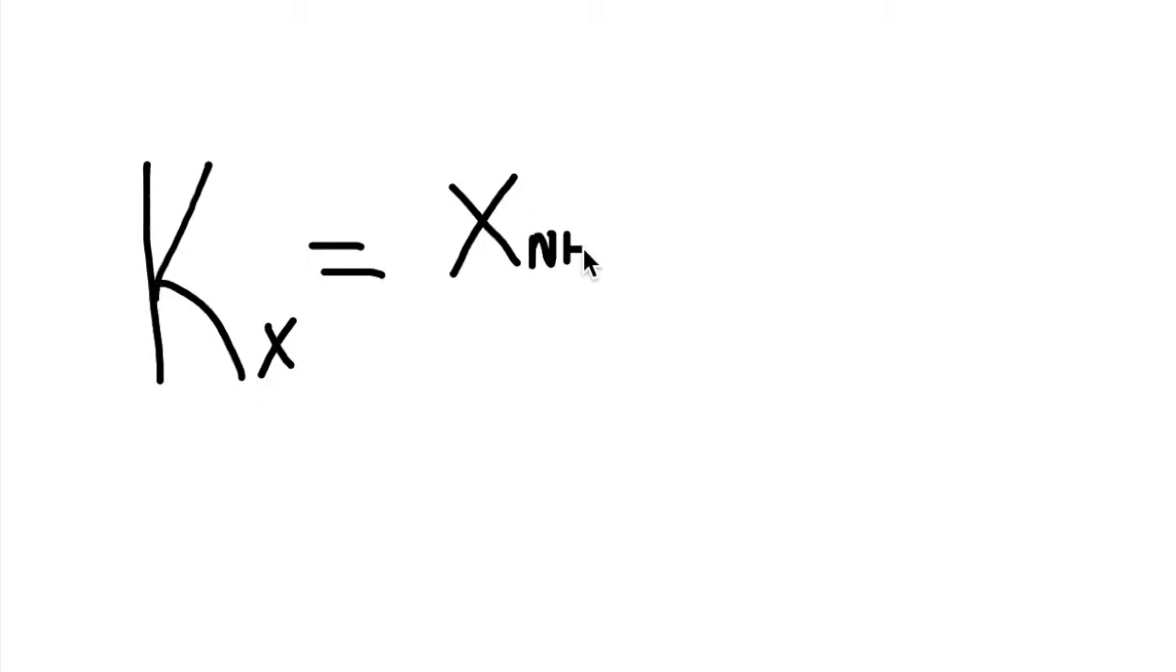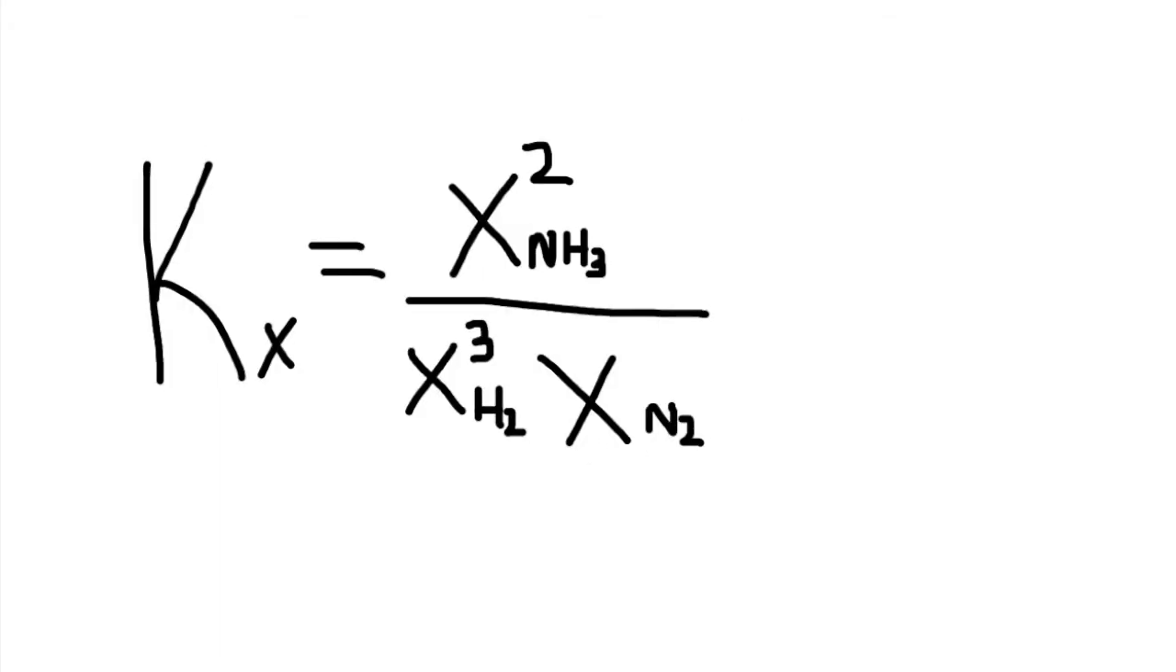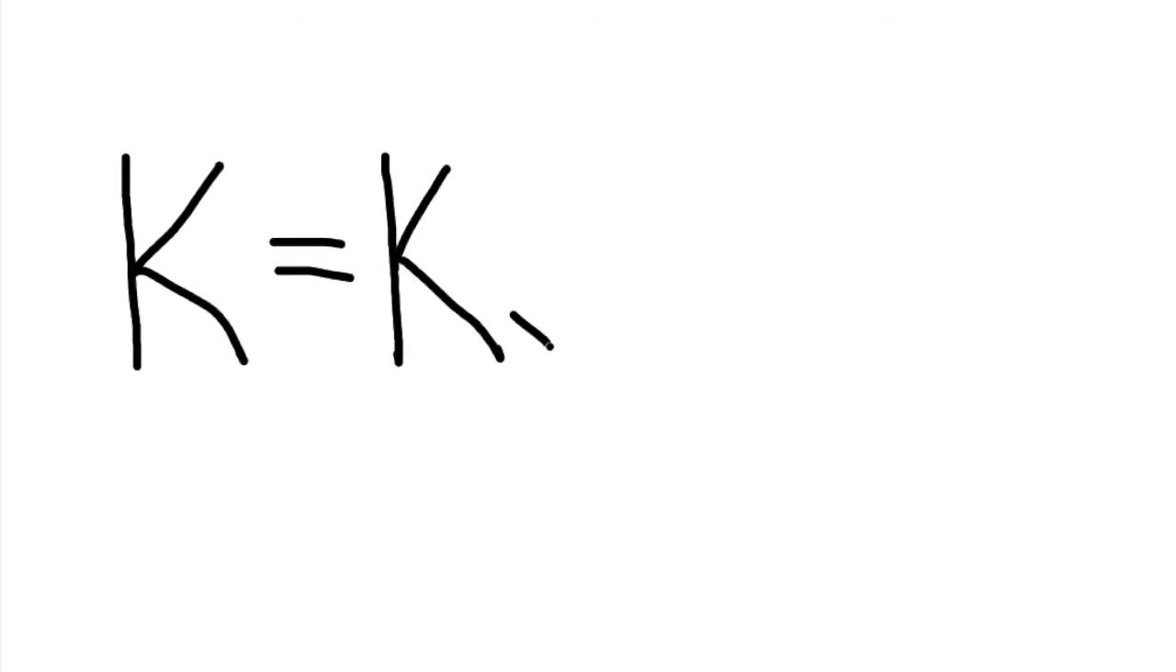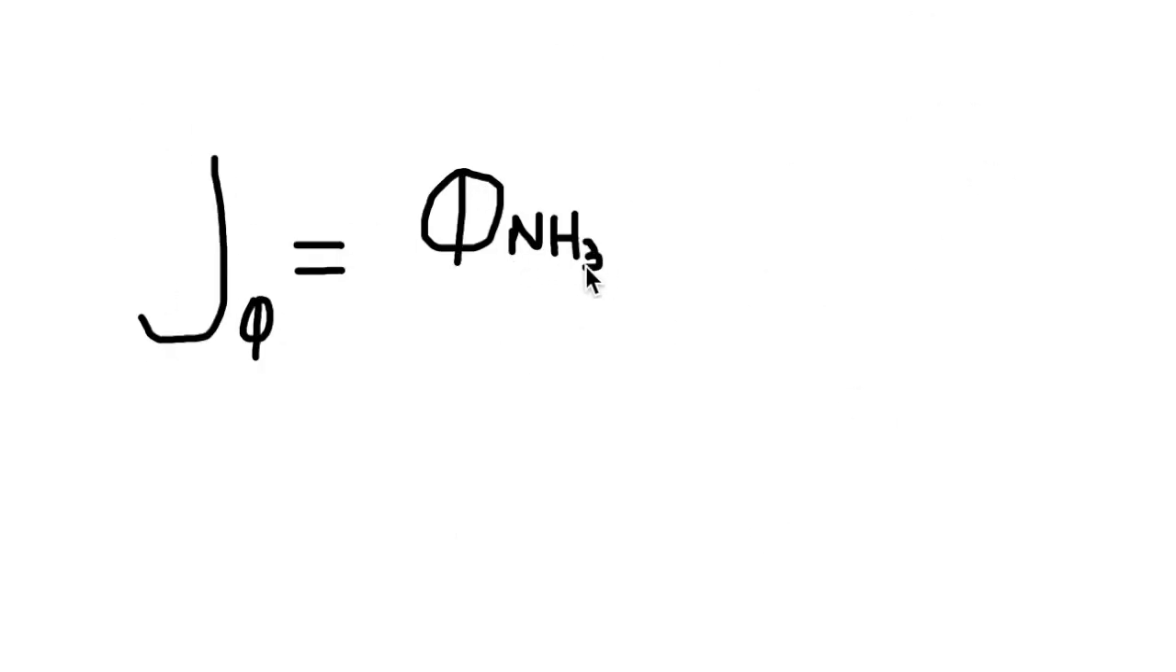The mole percent of ammonia can be calculated from the mole fraction of ammonia, which is obtained from the mole fraction equilibrium constant Kx given by this equation. The mole fraction equilibrium constant is then obtained from the thermodynamic equilibrium constant through the following relationship. And the fugacity coefficient ratio can be written as well.